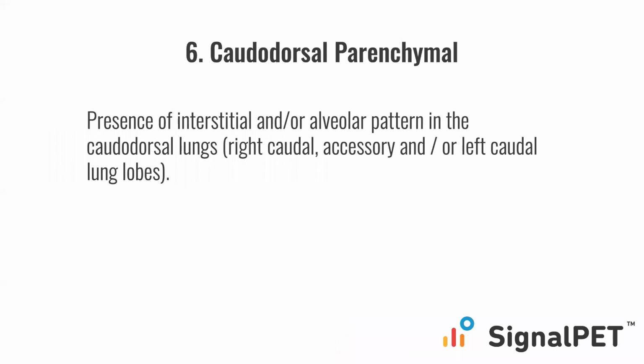Number 6 on our list of 10 is a caudodorsal pulmonary parenchymal infiltration. Again, we already discussed cranioventral, which was consistent with pneumonia or infiltrate of the lungs, of which heart failure in cats is a possibility. Aspiration is common in dogs. Now we're looking at a caudodorsal parenchymal infiltration, which is the presence of an interstitial or alveolar pattern in the caudodorsal lungs, which are the right caudal, the accessory, and or the left caudal lung lobes.